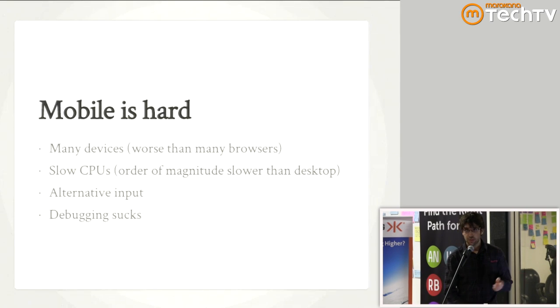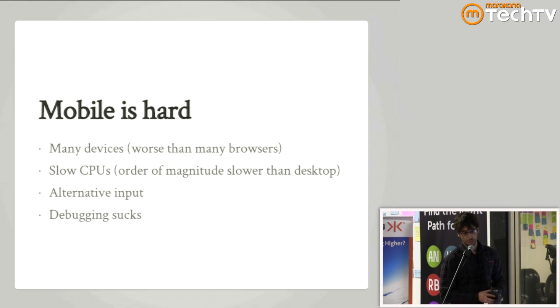Slow CPUs. This is also unlikely to change drastically in the near future. We've got basically an order of magnitude slower machines in your hand than on your desktop, so you need to figure out how to best leverage that. And also alternative input. Right now it's touch. In the future it might be something else. And these are questions to solve.